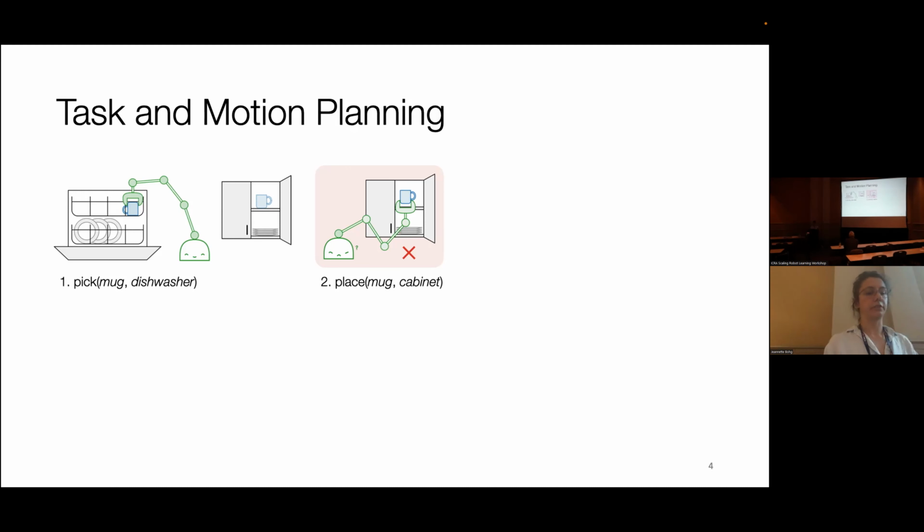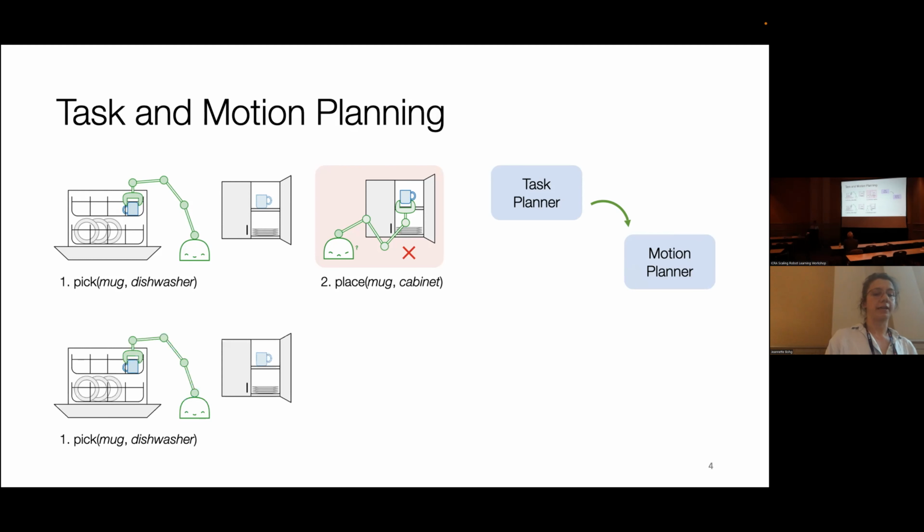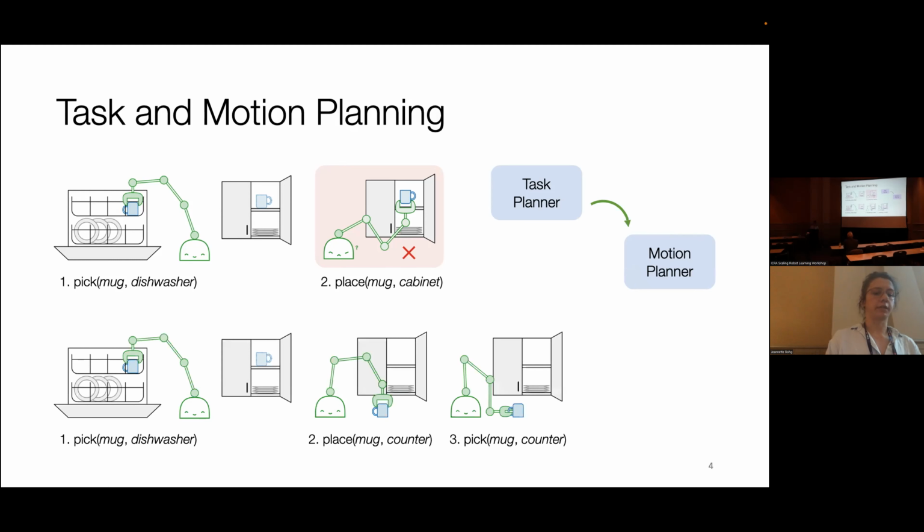Okay, so this motivates the need for motion planning, where we can plan a motion trajectory that will actually successfully execute the sequence of actions proposed by the task planner. But in some cases, the motion planner might not actually be able to find a feasible trajectory for the given sequence of actions. So, for example, after picking the mug, the robot might need to place the mug on the counter first so that it picks it up from a different configuration and then place it upright in the cabinet.